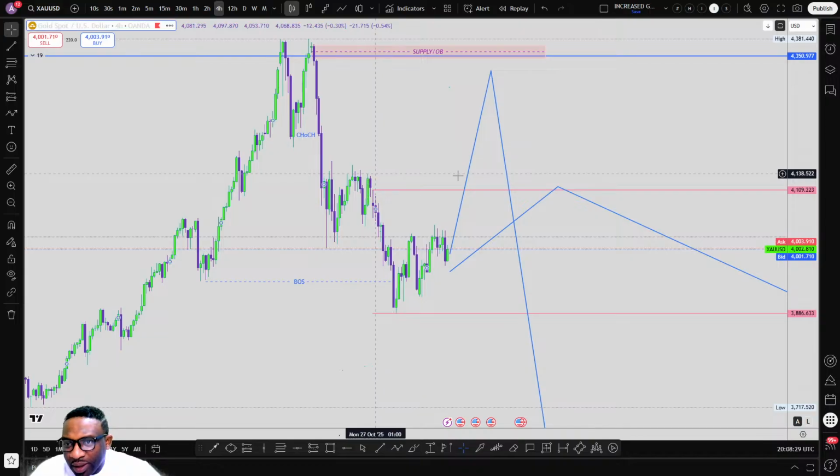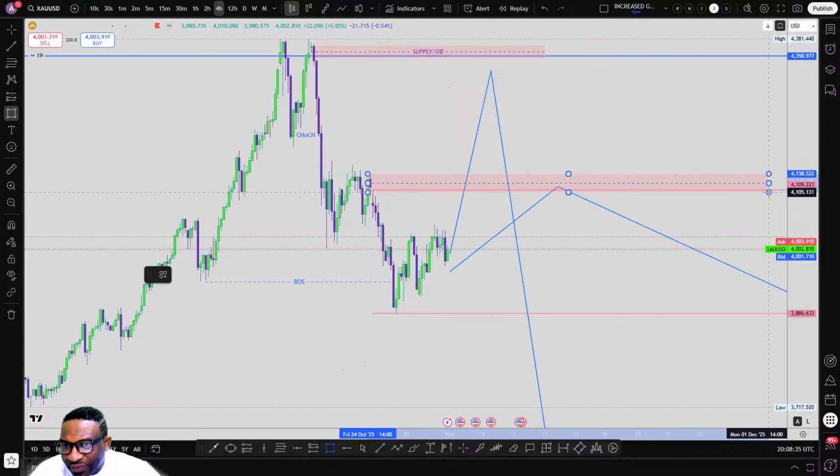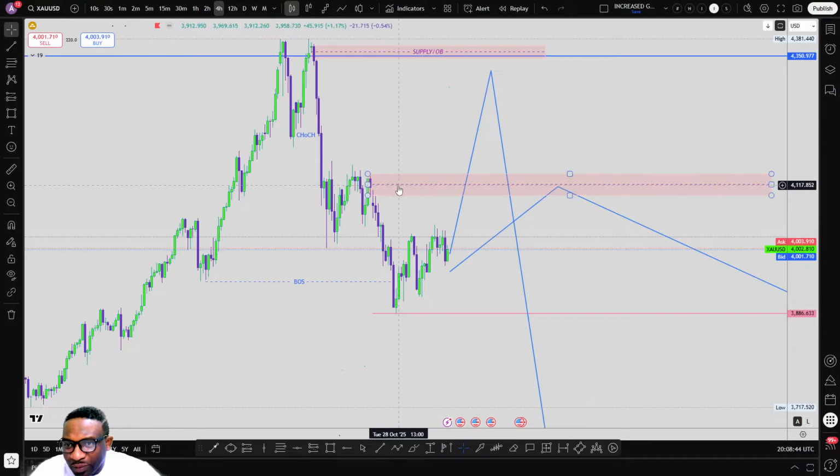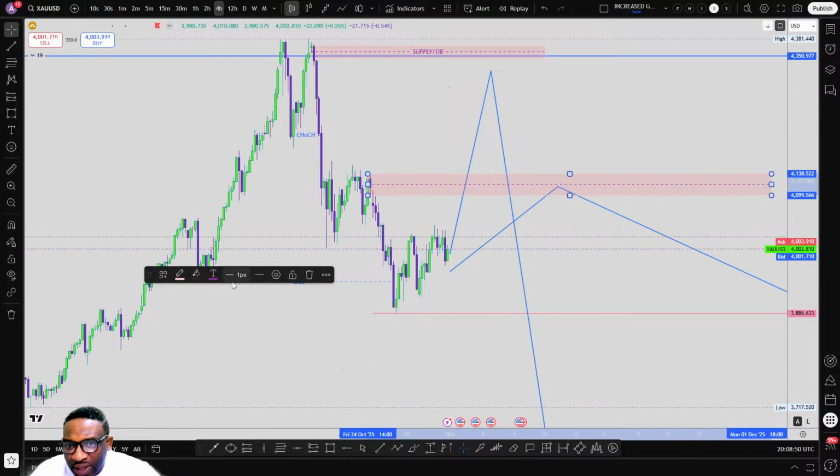So one thing we could do is we mark our zones and then wait for price. Once price gets to that zone, we can now react from there. Once we get price in that zone, we can react from that, respond by taking our trades from that zone.